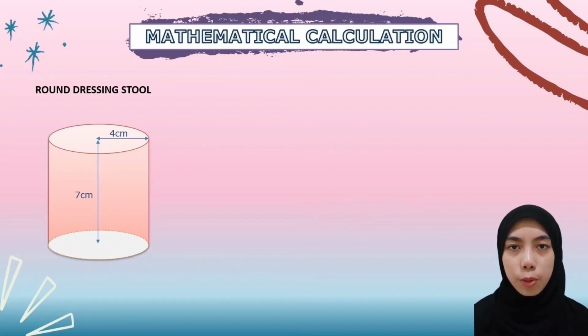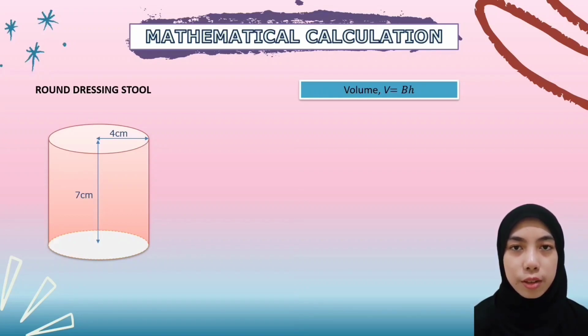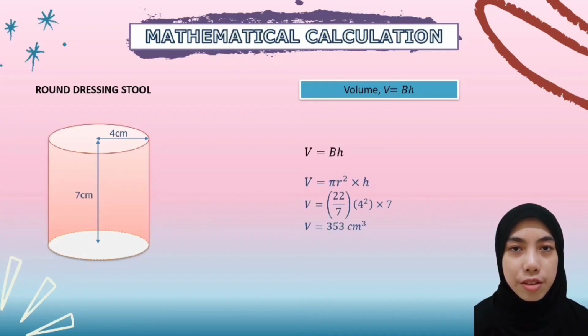Now we will find the volume of this cylinder shape. The formula is B times H, where B is considered as the base. By using the same measurements as just now, put that information in the formula. Because the base of the cylinder is a round shape, we will use pi r squared to find the base. The formula can be pi r squared times h. So 22/7 multiplied by 4 squared times 7, we will get 353 cm3 as the volume of the cylinder.